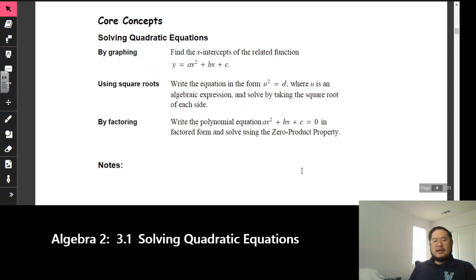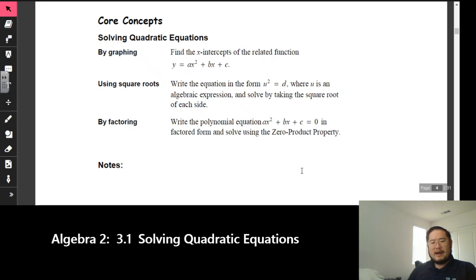So solving a quadratic equation, how do we do it? Well, the first one and the hardest one is probably by graphing. Find the x-intercepts of the related function. So that's step one. Step two is using square roots. Now, it's very limited in when you could use the square roots, so it's not something that you can use all the time. It's very specific on how the problem or the equation is set up or given to you. So I wouldn't recommend using square roots, or you can't use it all the time.